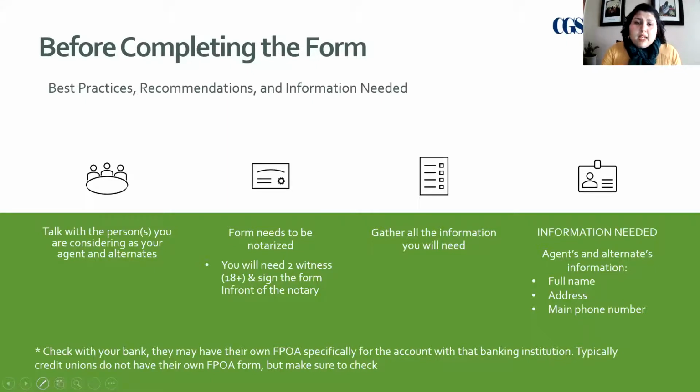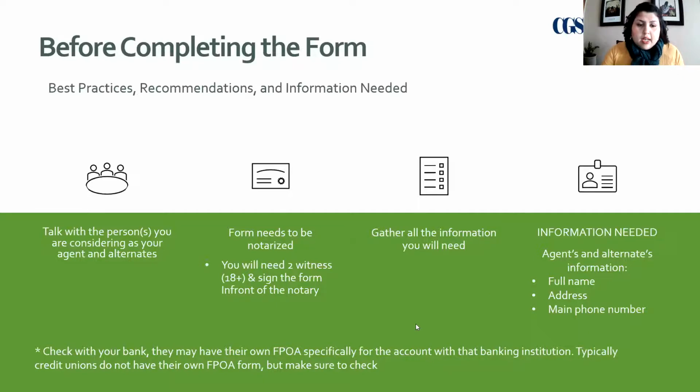Also, before completing the form, I highly recommend that you gather all the information that you need, so that way when you're completing the form, you could just enter the information. So what information do you need? You need your information, so your name, your address, those things. In addition to that, you will need your agent and alternates information, so their full name, their full address, and their main phone number.